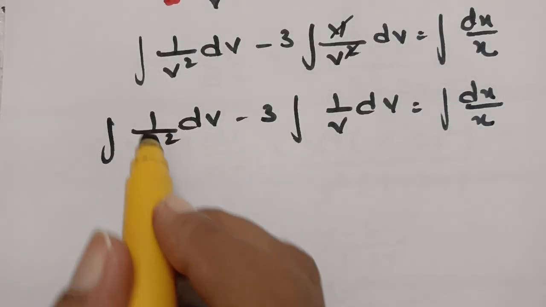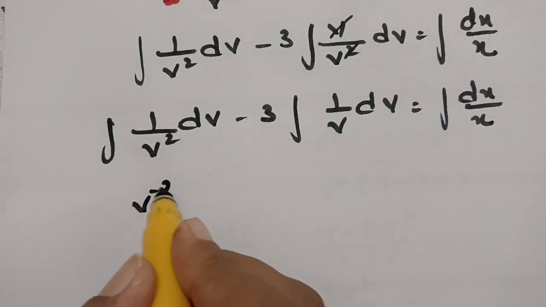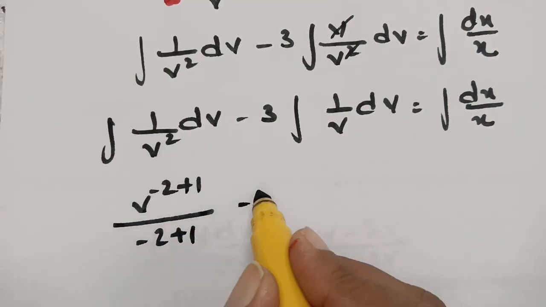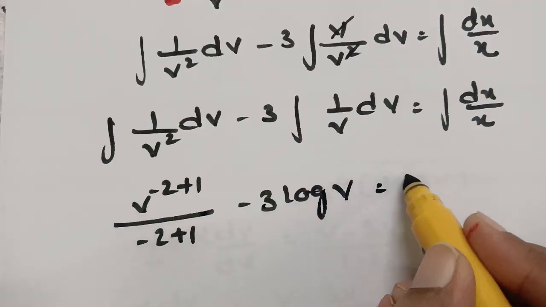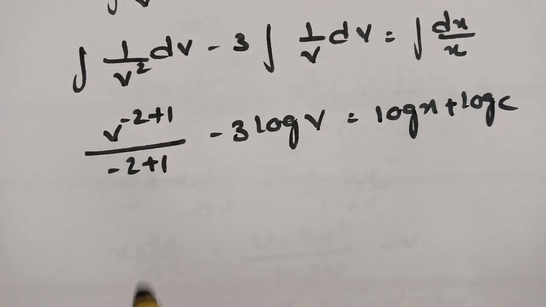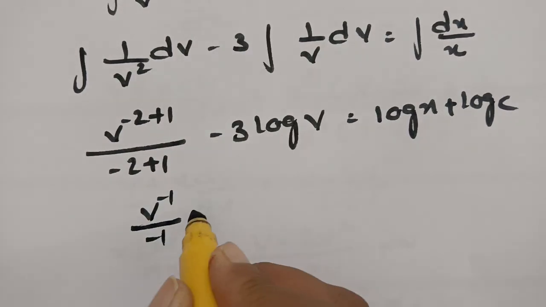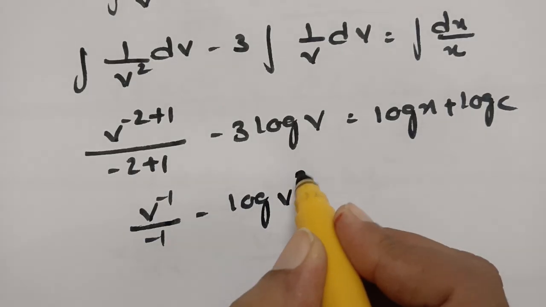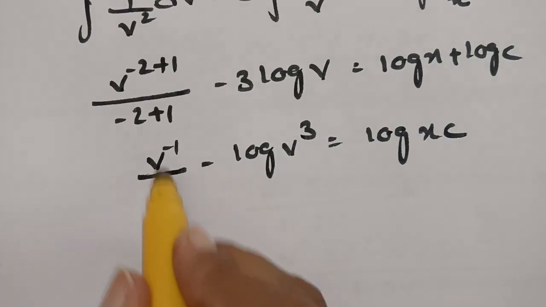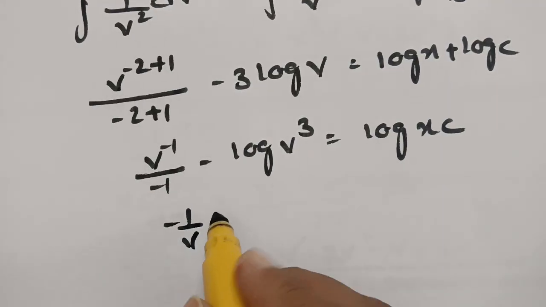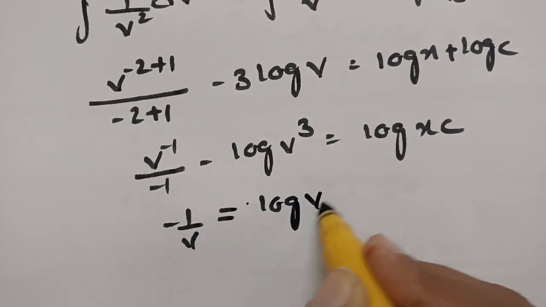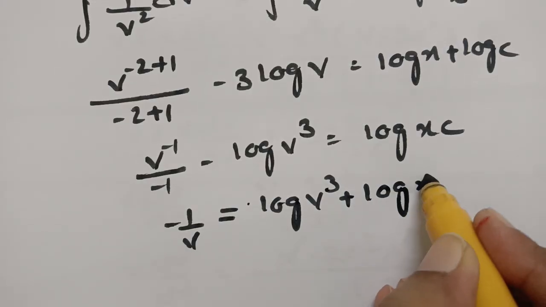So for 1 by v square, if I send it to the numerator as v to the power minus 2, the integration will be v to the power minus 2 plus 1, minus 3 times log v, which is equal to log x plus log c. Clear? This value is log c. So this is v to the power minus 1 by minus 1, minus log v cube, which is equal to log x c, since log a plus log b is log a into b. So this is minus 1 by v, and if I shift to the other side, this will be log v cube plus log x into c.